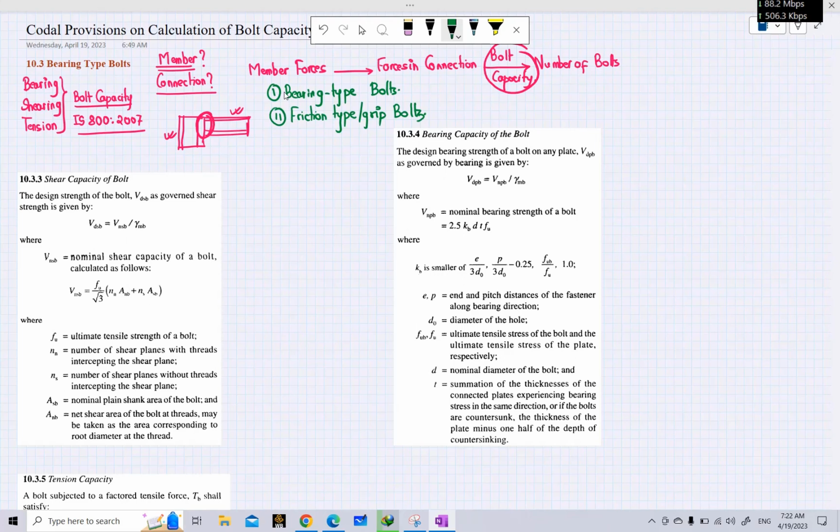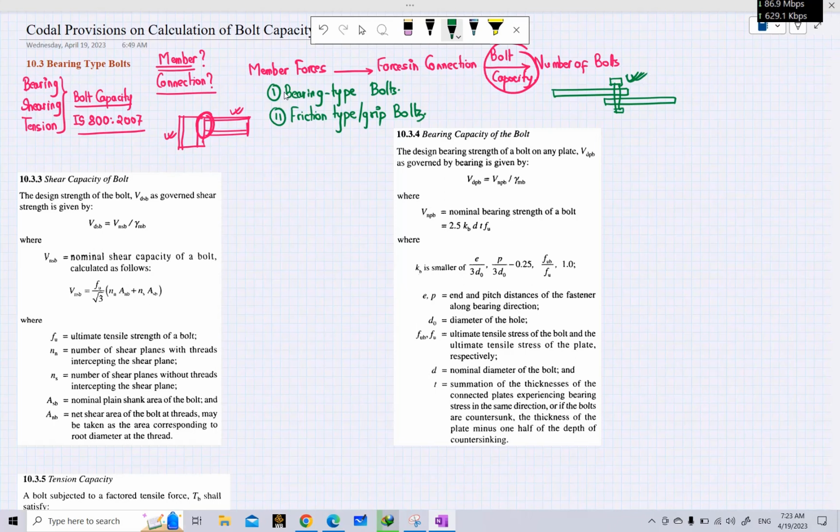The bearing type bolt we discussed in our previous lecture, or maybe the lecture before that, in which we saw an example where two plates were clamped together with the help of a bolt in this way, and bearing stresses and shearing stresses were acting on this bolt. We discussed this when we talked about single shear joint and double shear joint. So these are the normal type bolts, which are bearing type bolts.